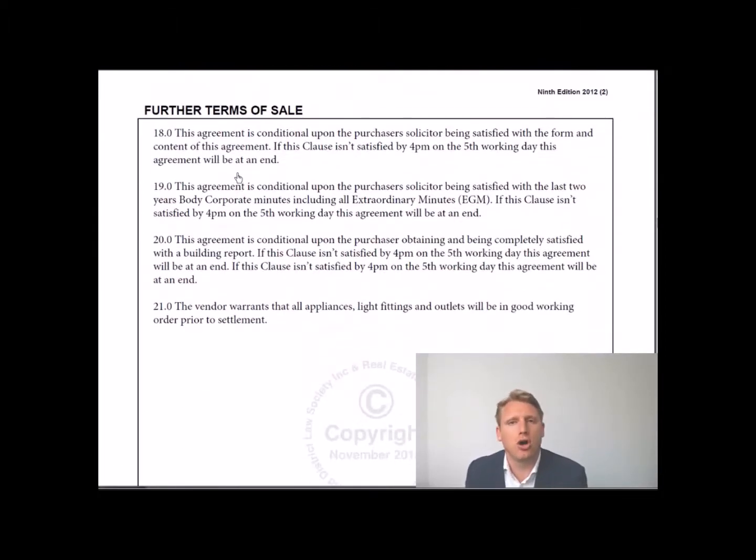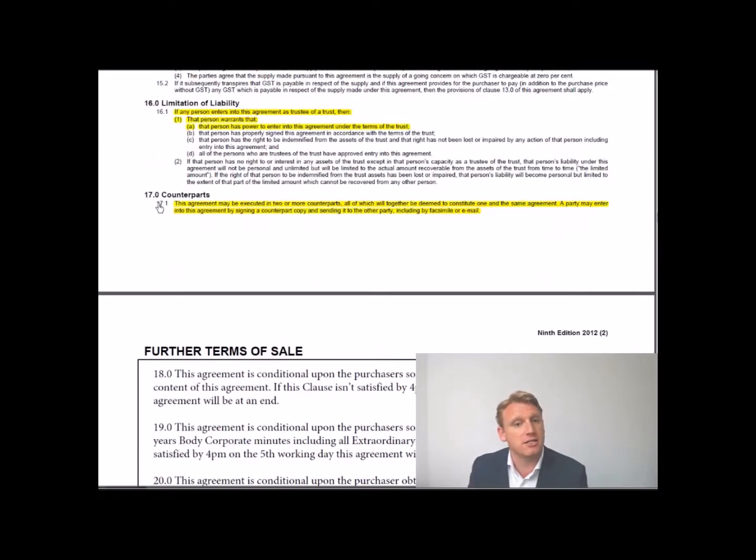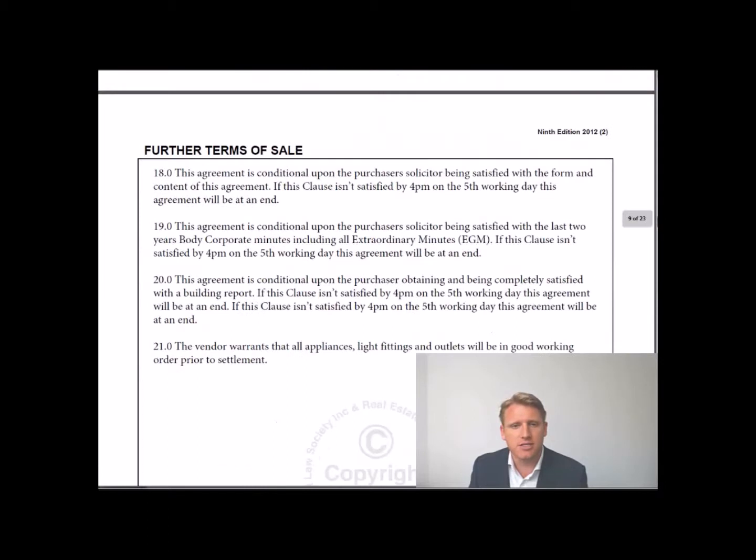Okay, so then you've got your further terms of sale. That's where you put in your own terms. Here, you always put the number 18 because you're after 17, and as you can see, I've just put in 4, the ones that I recommend you should always put in. A lawyer may ask you to put other ones in, but this one is basically that the agreement is conditional upon the purchaser's solicitor's approval, etc. Another one is on body corporate minutes and EGMs. This one is on the building report. Another is that the vendor warrants that all appliances prior to settlement will be in working order.